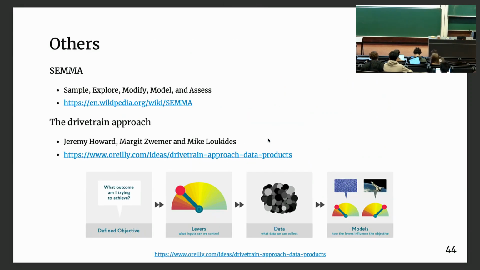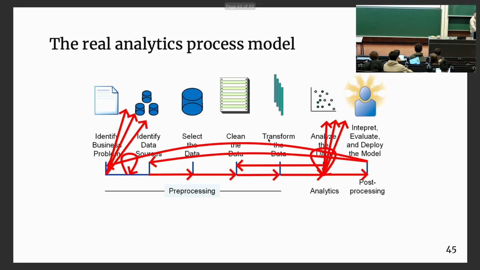There are some others as well, like SAS had SEMMA for a while, and there is the drivetrain approach, which is not that bad either, but generally speaking, these models lead you through the same steps. So obviously, this is what a real process looks like. It's not uncommon that you need to take, like I said, a step back, in some cases all the way back to the identification of your business problem that maybe you did not understand well enough, or you want to revisit the way you codify your target, for instance.